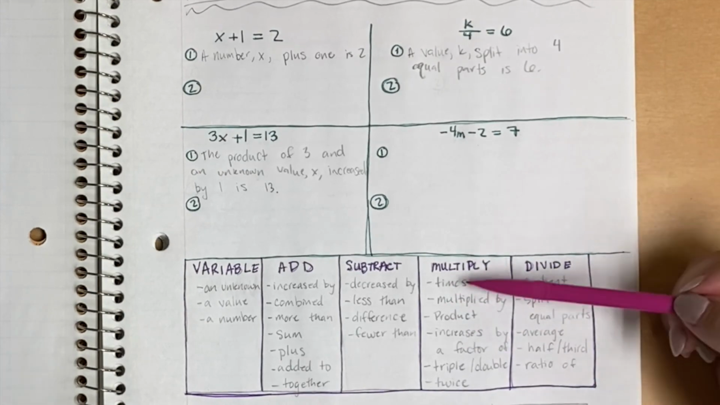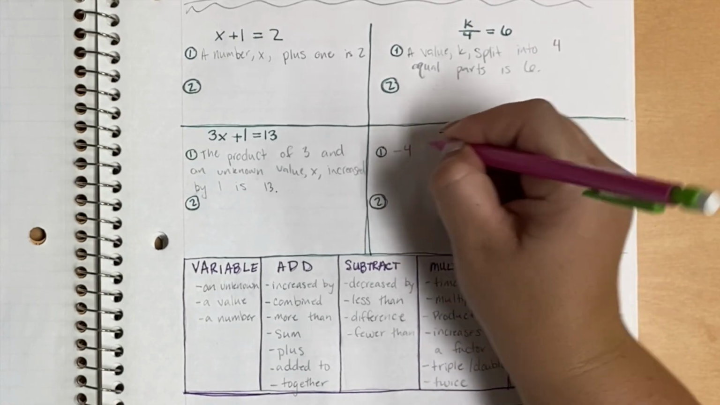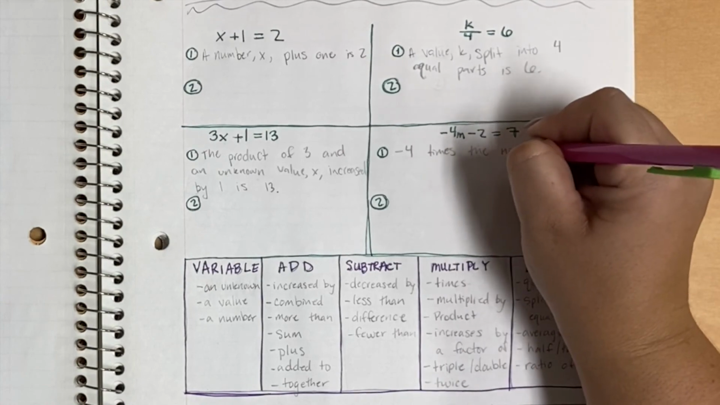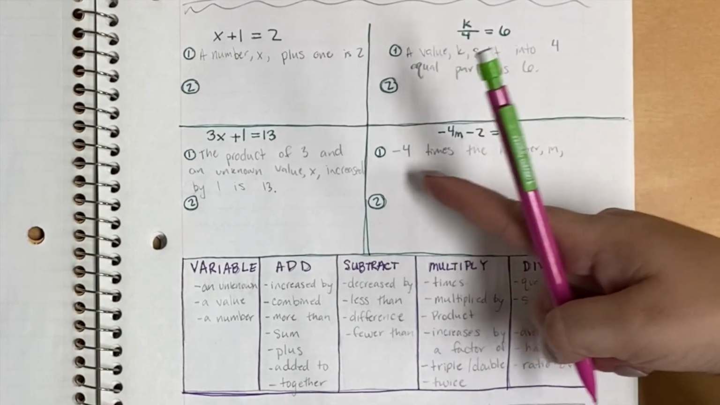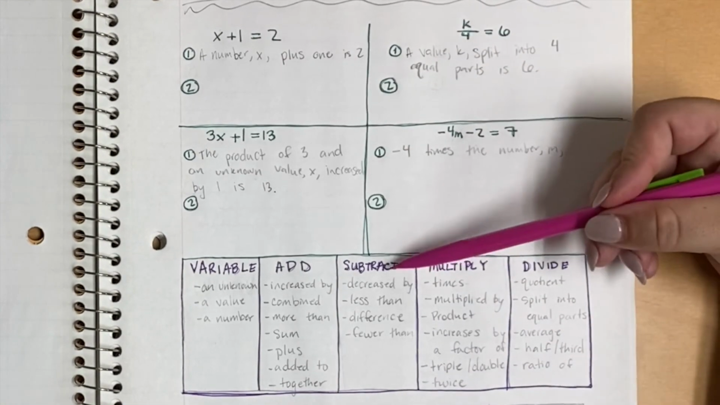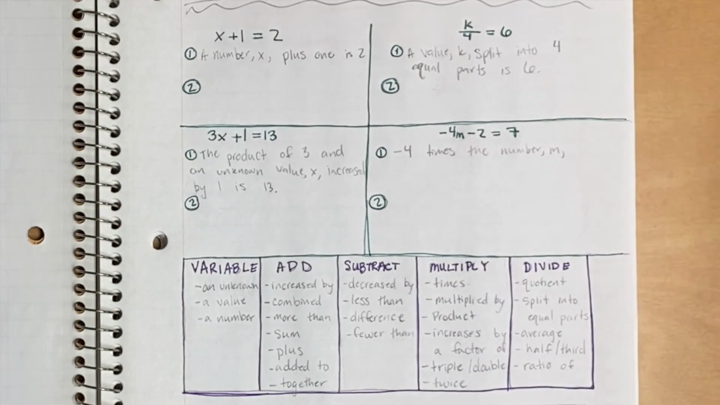I kind of like using the classic times. So I'm going to say negative 4 times the number, and we know the number is being represented by m, so we have to specify. So negative 4 times the number m, and then we have minus 2, so I have to say subtraction. We could say decreased by, less than, difference, fewer than.